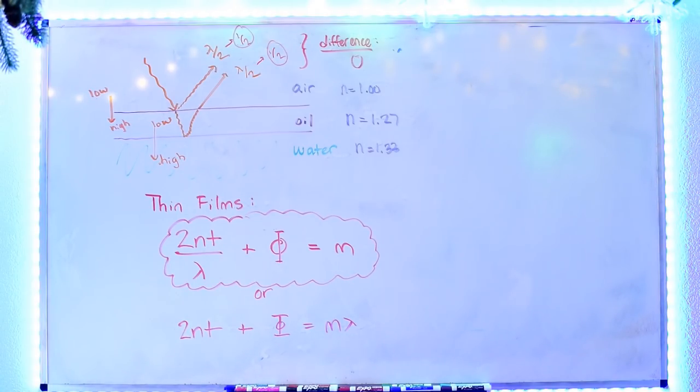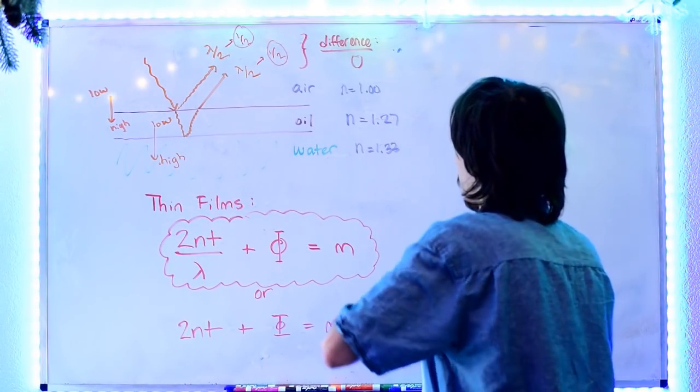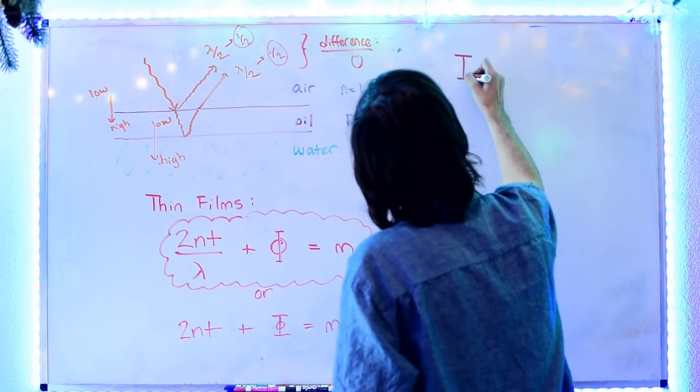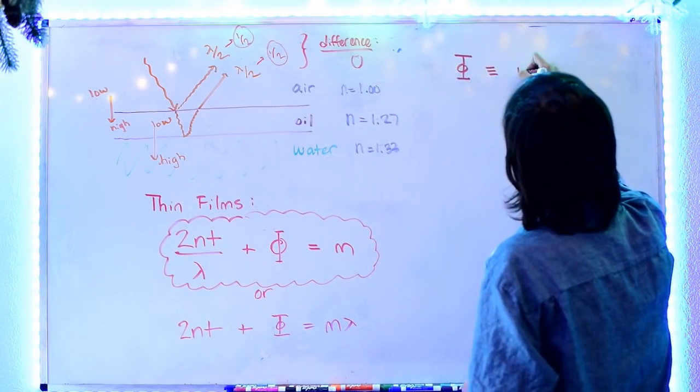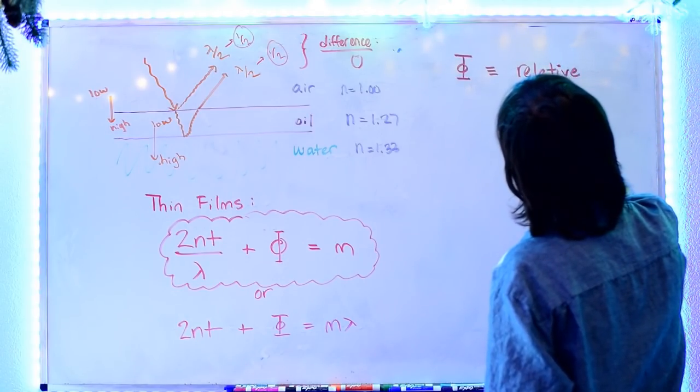What's the symbol in the middle of the equation? It's phi. Yeah, it's a capital phi, PHI. It again represents the relative phase shift, so right here. It's defined as the relative phase shift.